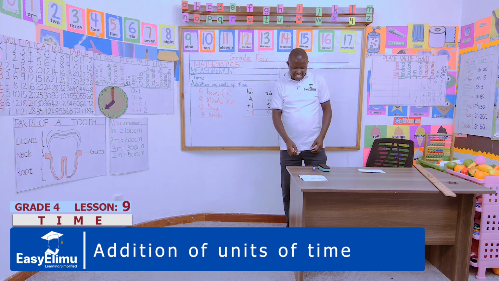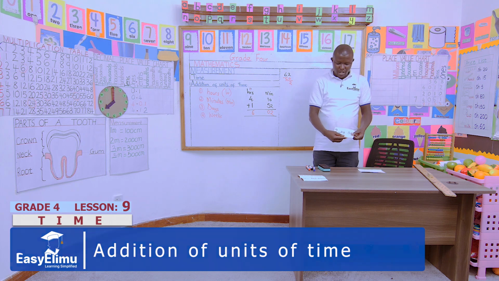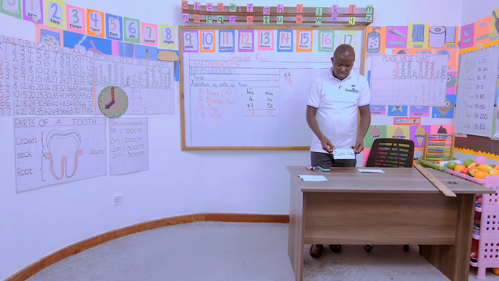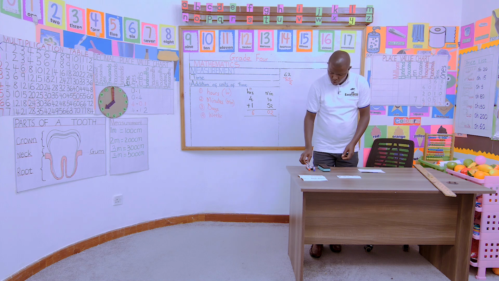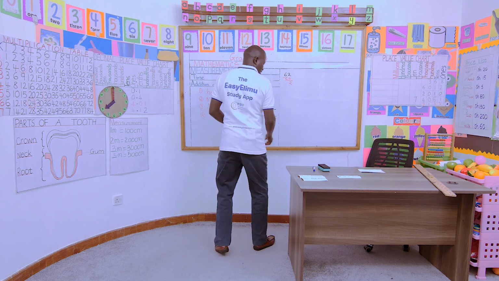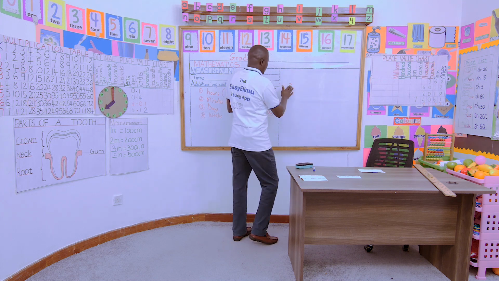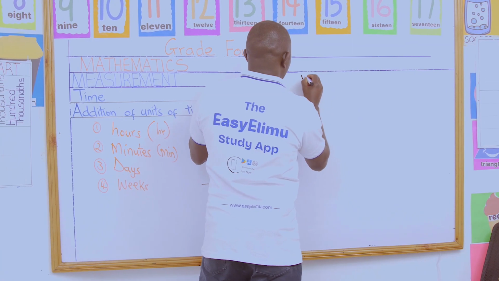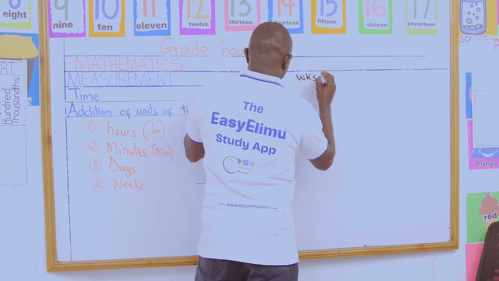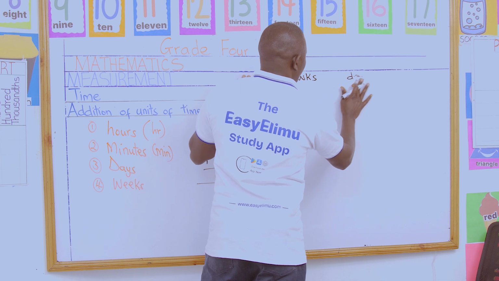Let us try another sum, and still I have number cards. The first one is 2 weeks, 5 days. 2 weeks and 5 days. Let me use this side. So on this side, I can write weeks and days. Let me write them in short or in full, and days.